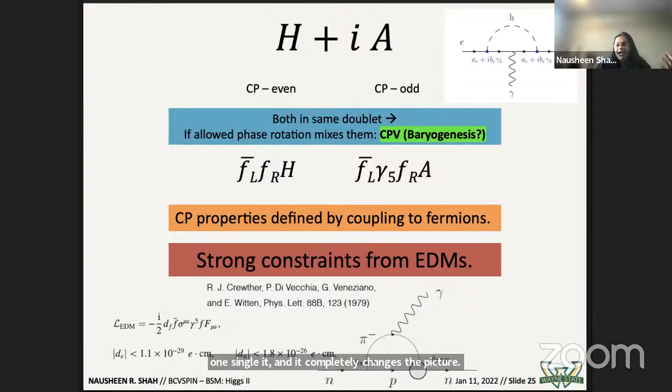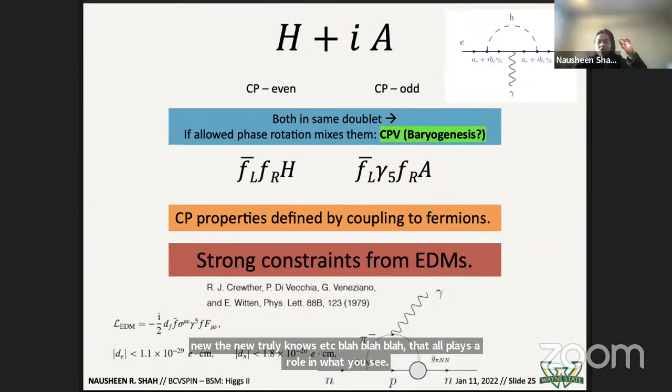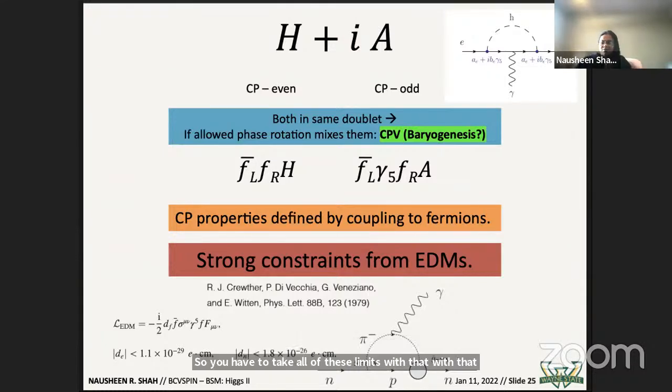I don't think you can exclude these types of models just yet. You can exclude, say, a stop at 800 GeV, with all of the different parameters also defined, because it matters what the other spectrum is, what the stop decays into, what the neutralinos are, etc. That all plays a role in what you see. So you have to take all of these limits with a pinch of salt.